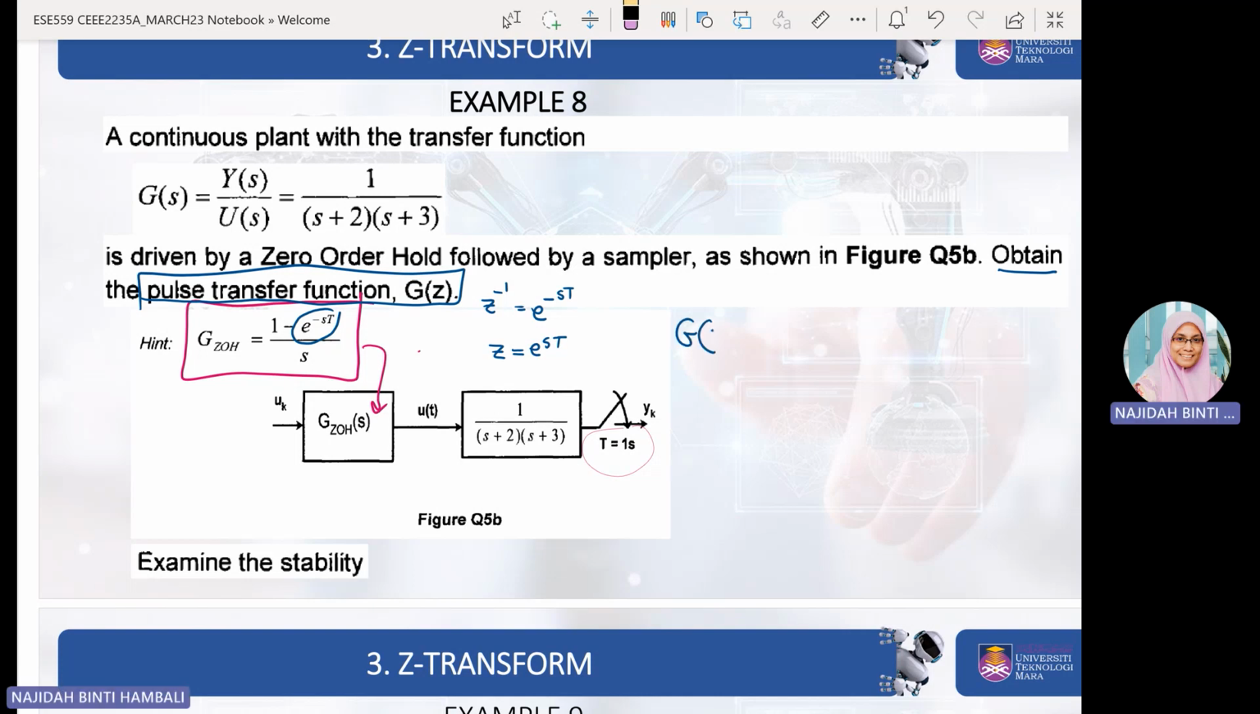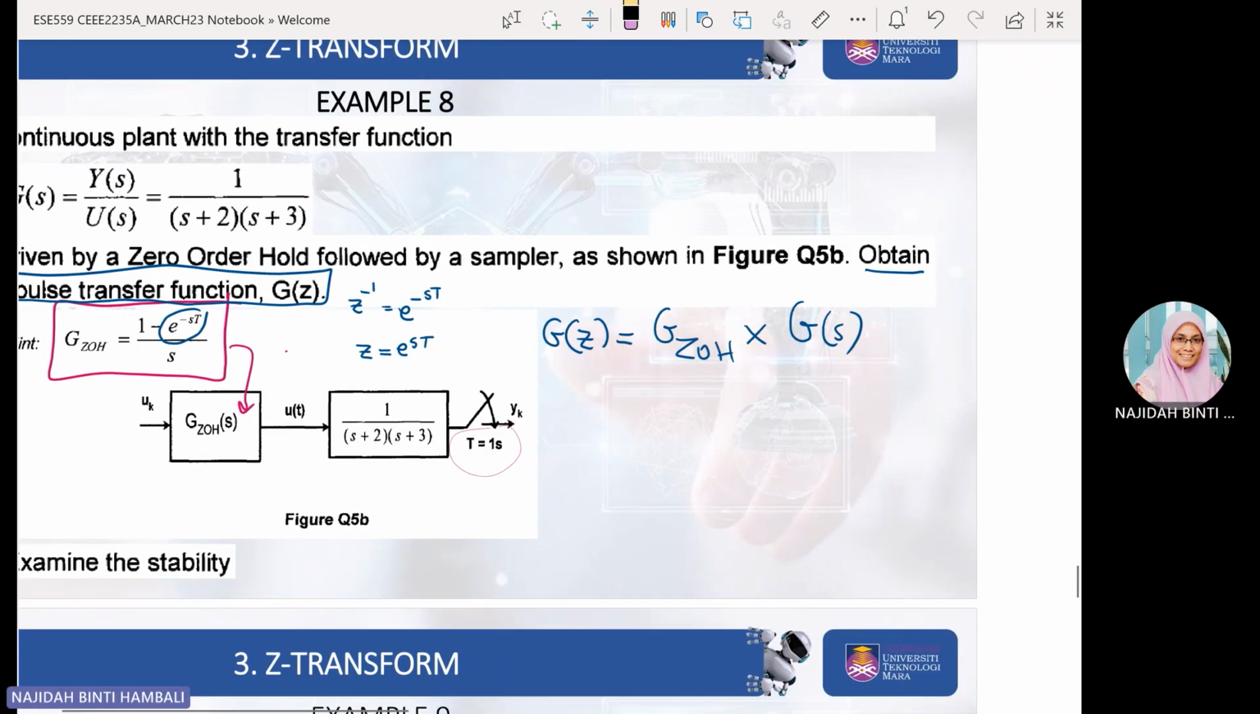So, to determine G(z), it is equal to... You know that the transfer function is the relationship between output over input. So in this case, it is equal to the zero order hold transfer function multiplied with G(s). So if it uses G1, multiply with G1. If it uses G2, multiply with G2, based on the given transfer function.